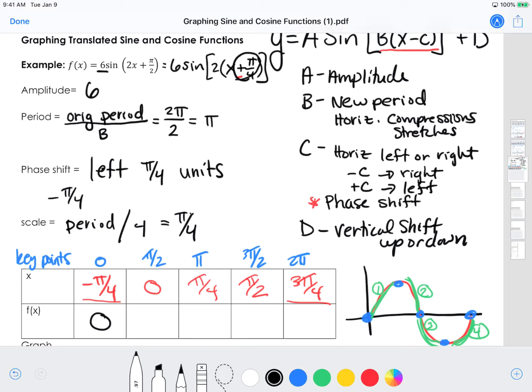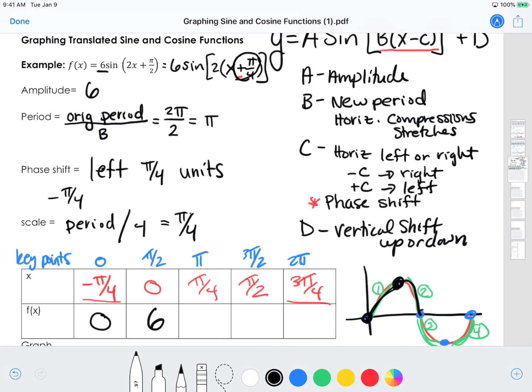Then the next mother function point for sine is 1. So we go to 0, then we go up to the max 1. But since this has an amplitude of 6, it gets stretched not out to 1, but it gets stretched out to 6.